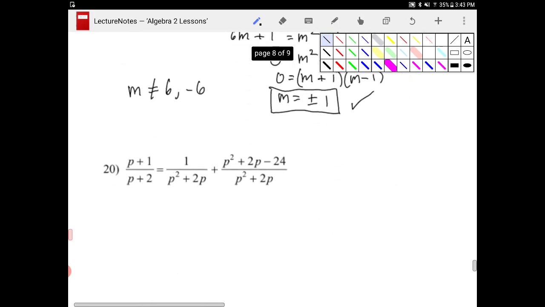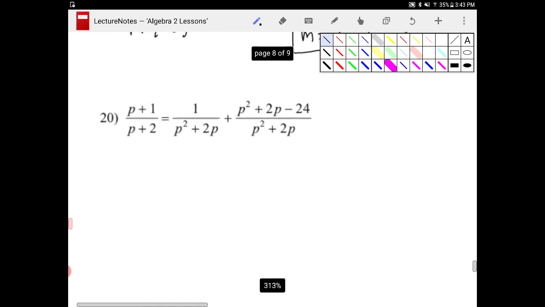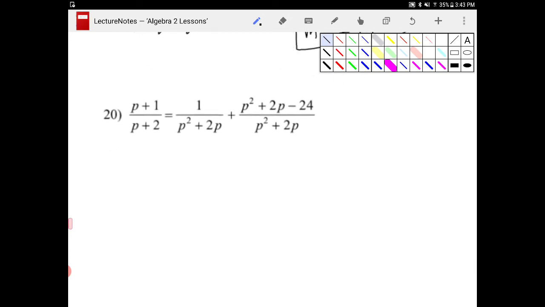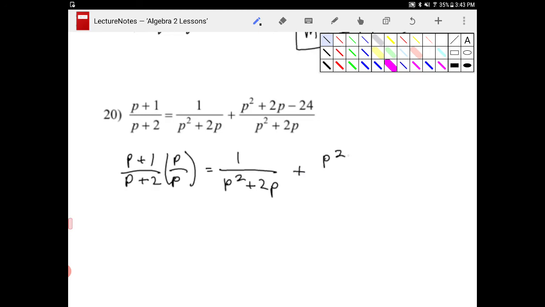And this is the last one. Yes. Okay, we can do this. All right, so p plus 2. So I can multiply this by p. So p plus 1 over p plus 2 times p over p is equal to 1 over p squared plus 2p plus p squared plus 2p minus 24 all over p squared plus 2p.